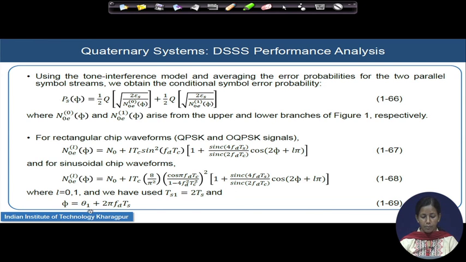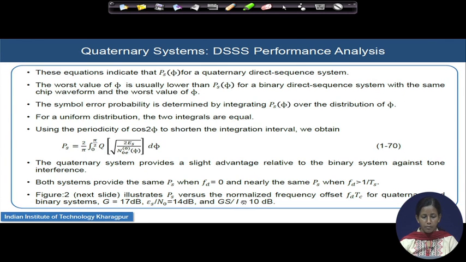Your phi, if you remember, was given by theta 1 plus 2 pi f d t into Ts, and if you have to utilize that Ts1 is equal to twice the Ts. So, all this expression should follow that.